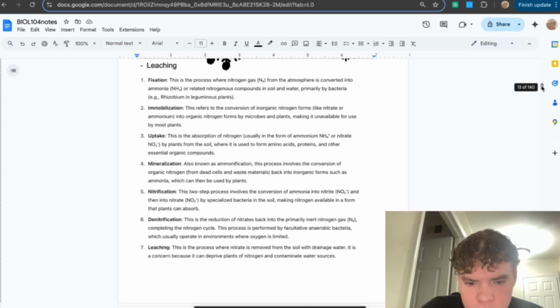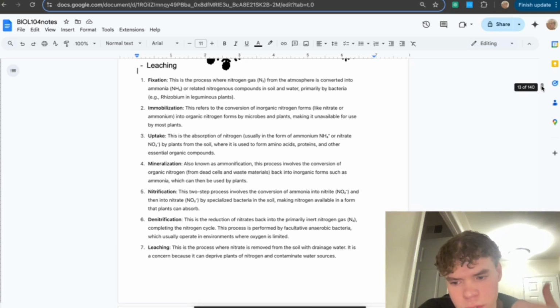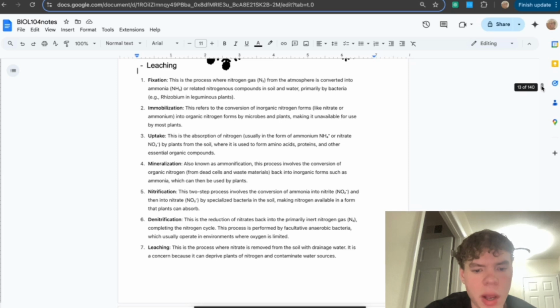In leaching, say if there's like a big rain, if there's a big flood and a lot of nitrogen just got taken away from soil, we would call that leaching. So I think the definition I put here is this is the process where nitrate is removed from the soil with drainage water. It is a concern because it can deprive plants of nitrogen and contaminate water sources.